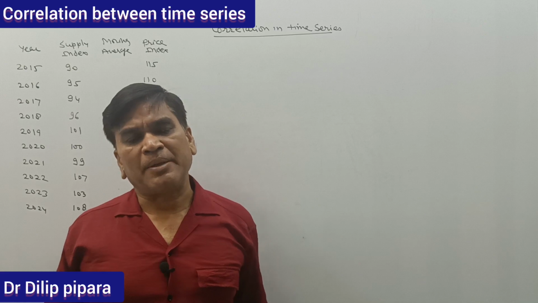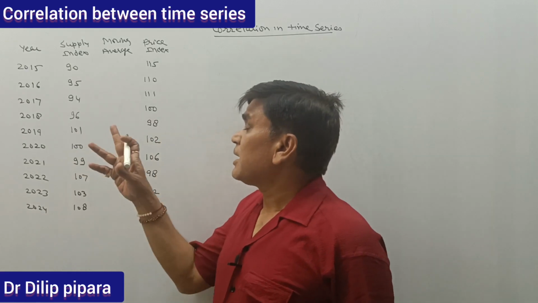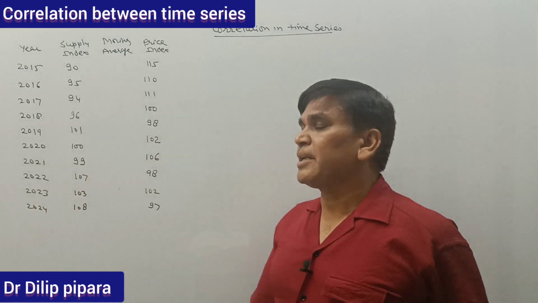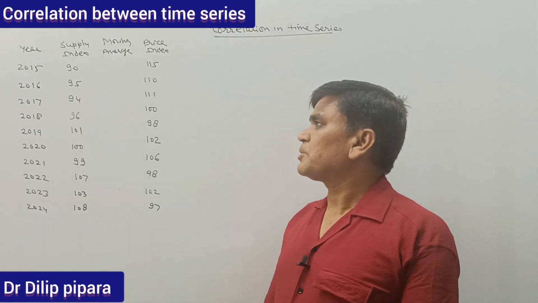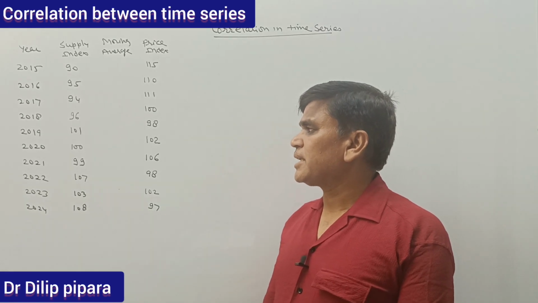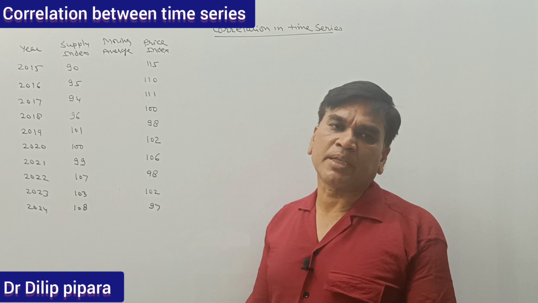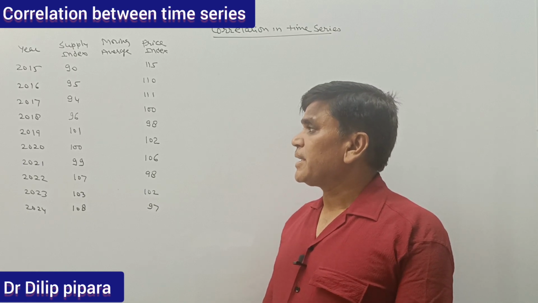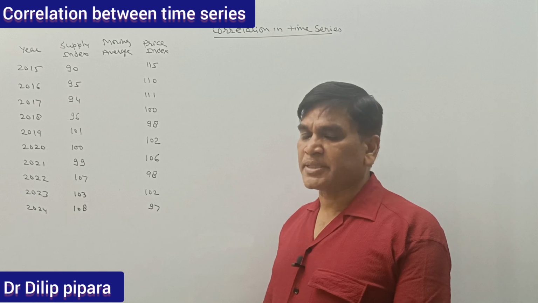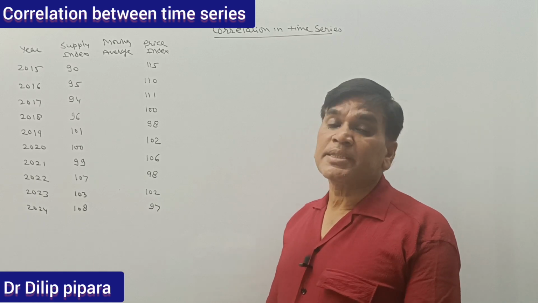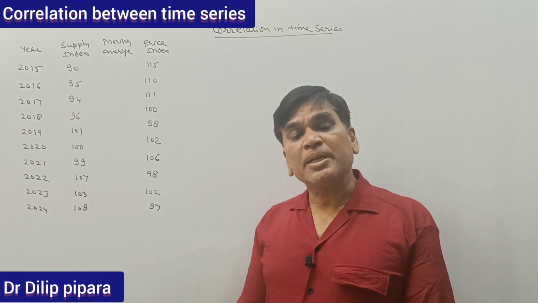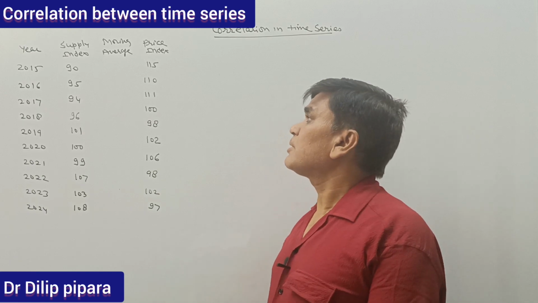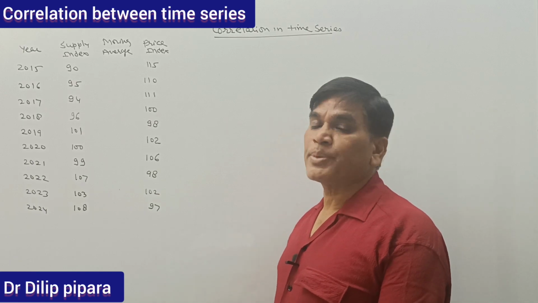So if a time series is given, like I have written a question, the time is 2015, 16, 17, 18, 19, 20, 21 up to 24, and data is given. The supply index is given as 90, 95, 94, 96, 101, etc. And the price index is also given. We are to calculate the correlation between the supply index and the price index.